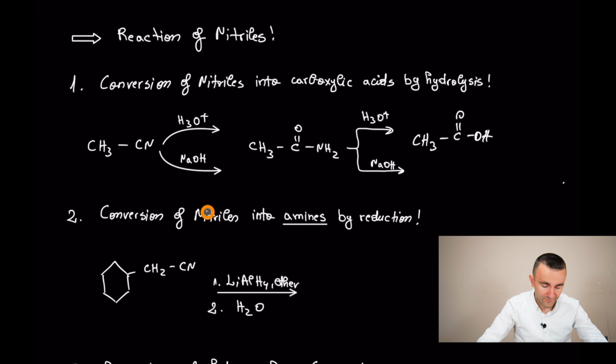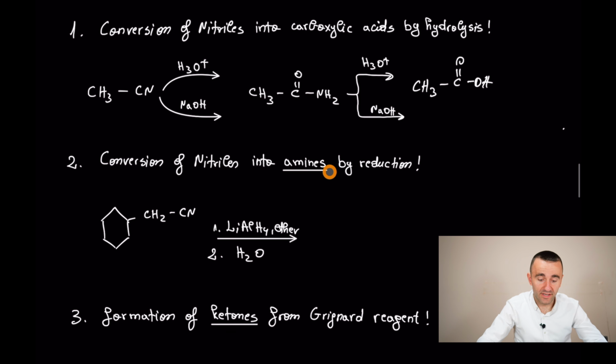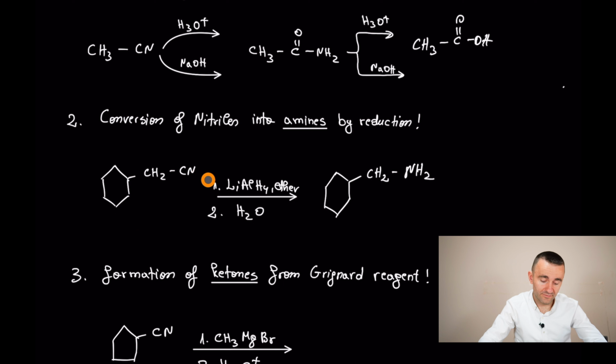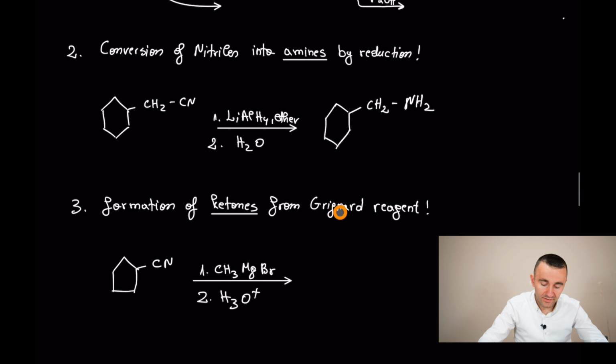Let's move further. Conversion of nitriles into amines by reduction. So in this case, you're going to have the formation of a primary amine, with lithium aluminum hydride in ether, and after that at the second stage with protonation by water.